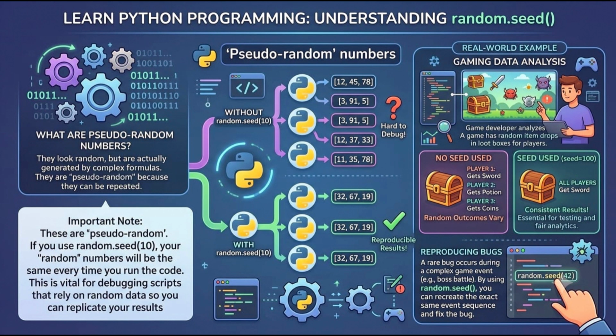Important note, these are pseudo-random. If you use random.seed(10), your random numbers will be the same every time you run the code. This is vital for debugging scripts that rely on random data so you can replicate your results.